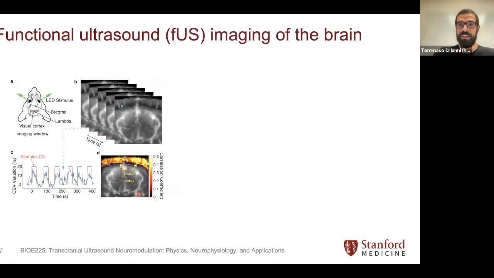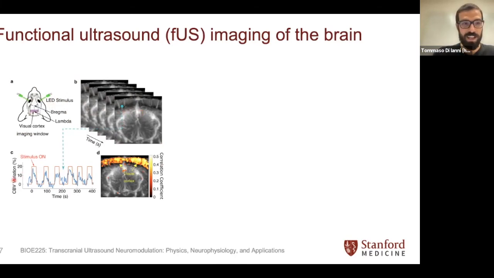Okay. So this is just to dig a little deeper into what happens in a practical case. We are stimulating a rat visual cortex with LEDs. Binocular LEDs, so we're stimulating both eyes. This is a sequence of power Doppler images that we collect. Now, let's imagine that we're looking at one pixel in these images through our sequence. This pixel happens to be conveniently located in the right visual cortex.